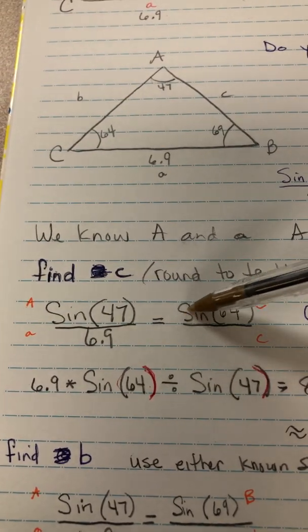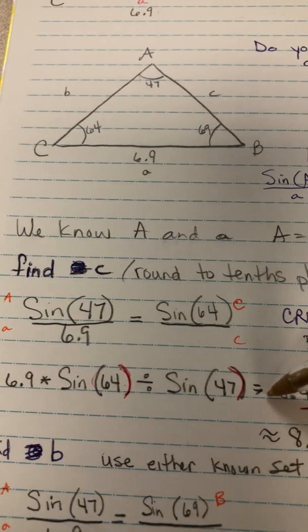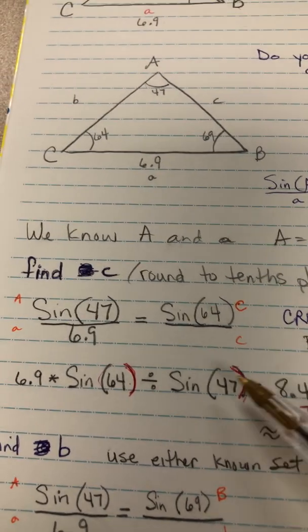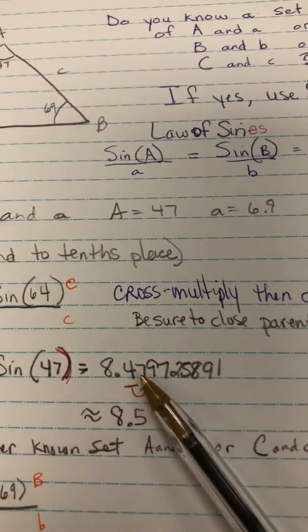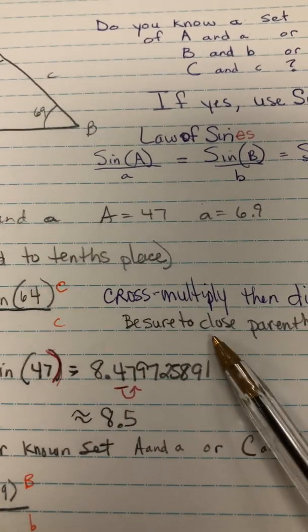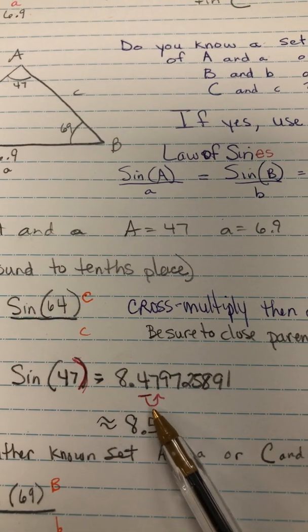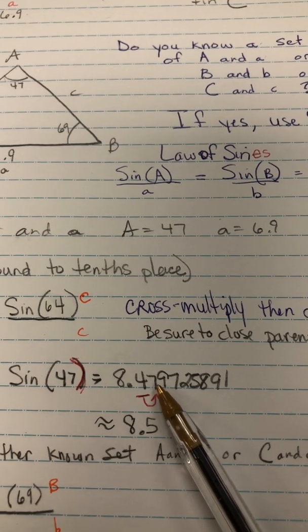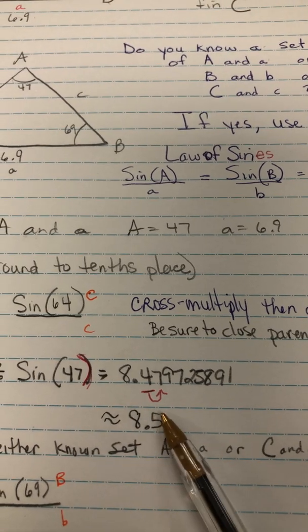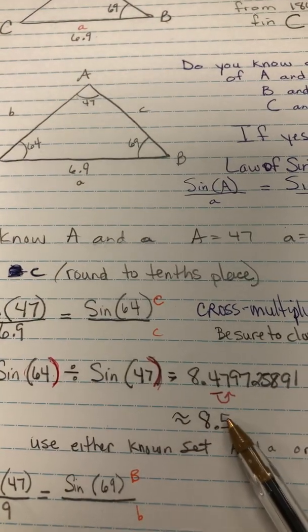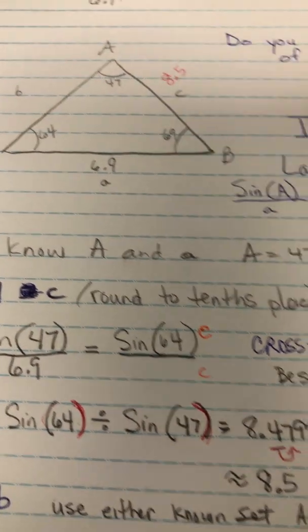So we cross multiplied here and divide by the number you didn't use. So we'll divide by sine of 47. Again, close your parenthesis here, just get in the habit of doing that. So when we did this, we have 8.479725891. But it said round it to the nearest tenths place, so I underlined the tenths place and pointed to the number next door to make my decision on what to do. And so the 4 needs to round up to 5. So the measurement of side C is 8.5. So we now know this is 8.5 here.